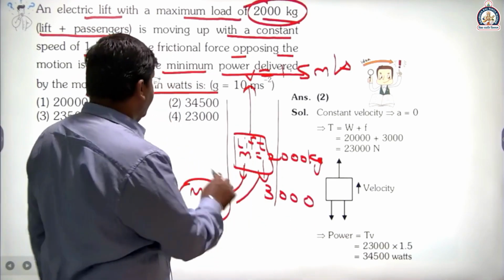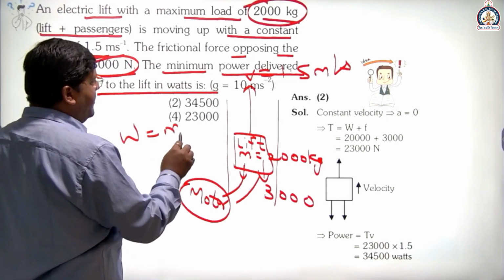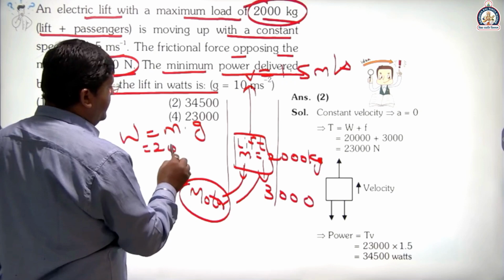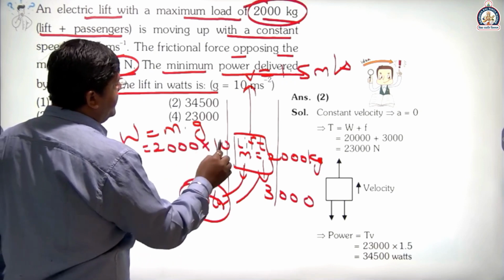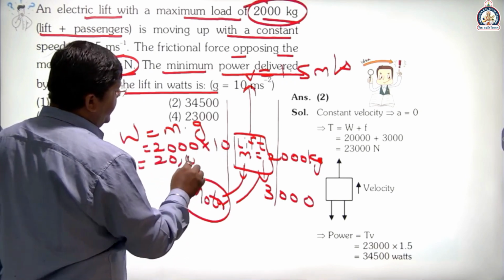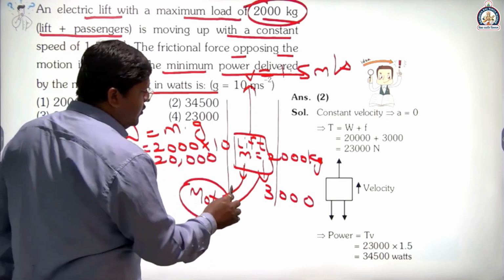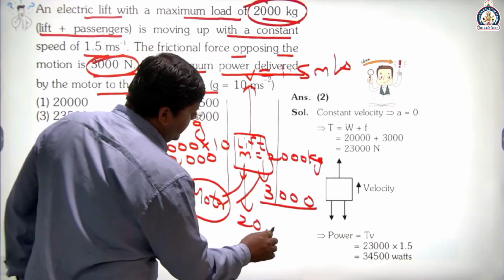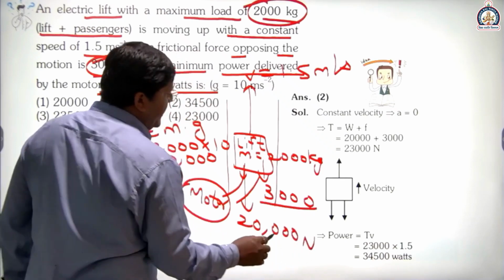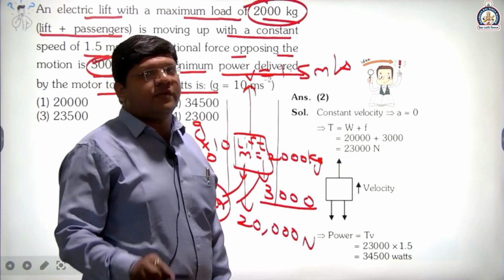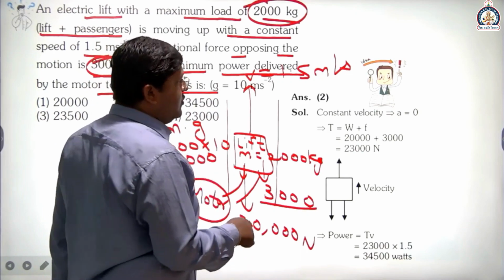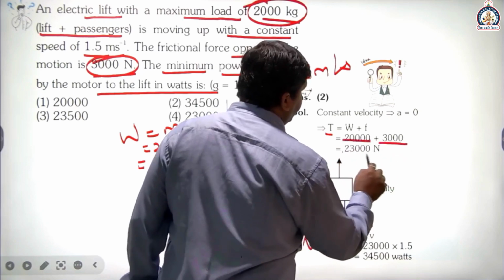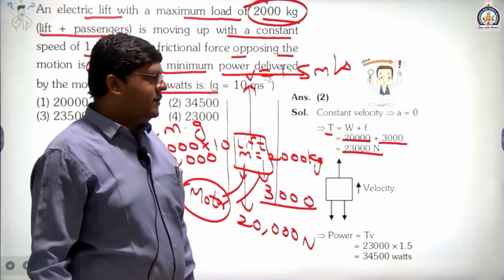How to calculate weight? We know weight W is equal to M into G. The value of M is 2000, into G is 10. By simply multiplying 2000 into 10, we get 20,000 Newton. So this is the frictional force and this is the weight, that is 20,000 Newton. When the lift is moving upward, two forces are trying to bring it downward. So what are those forces? That is equal to 20,000 plus 3,000, that is equal to 23,000 Newton.